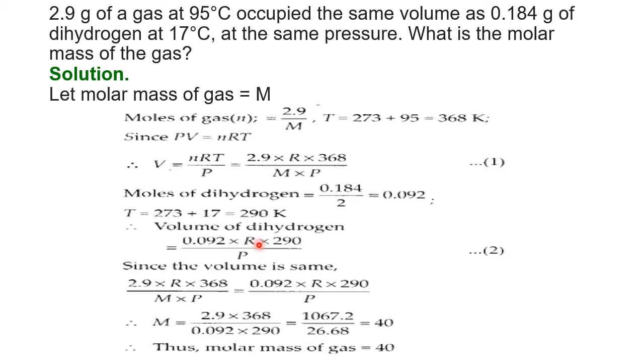Okay, understood? So now equation 1 becomes equation 2 in terms of volume because of the same volume. Here R and P get cancelled and everything is known except the molar mass. Therefore, after the cross multiplication, molar mass equal to 40 gram per mole. Therefore, the molar mass of the gas is equal to 40 gram per mole. Okay, very easy. So why do we do all this rearrangement? Just to get the molar mass.